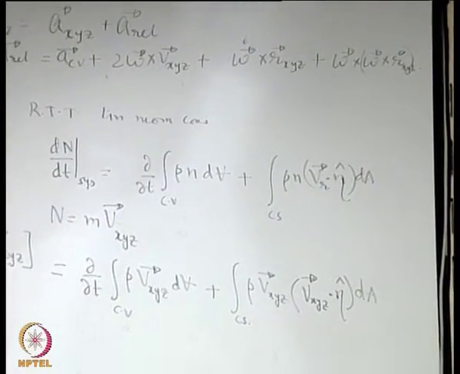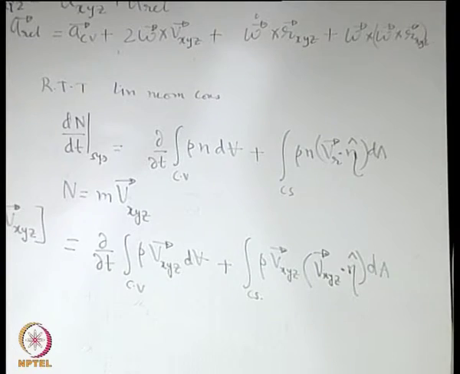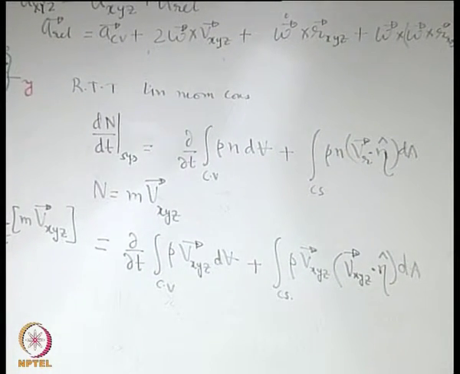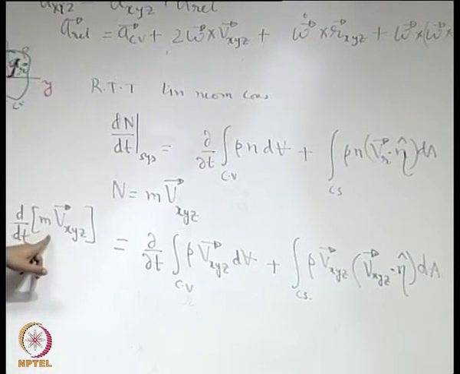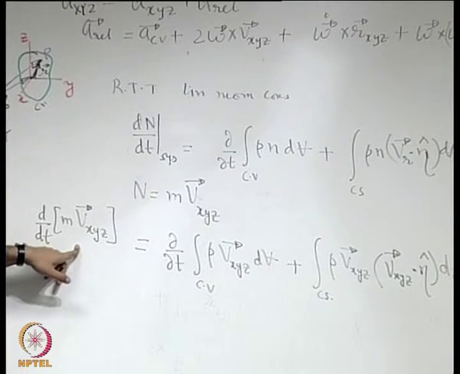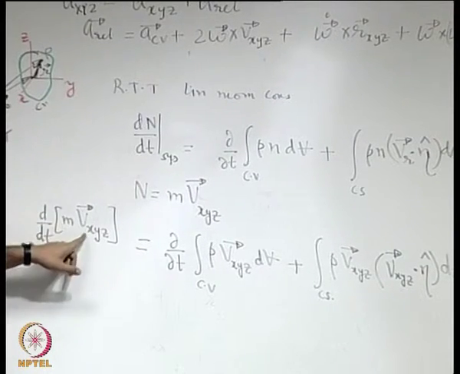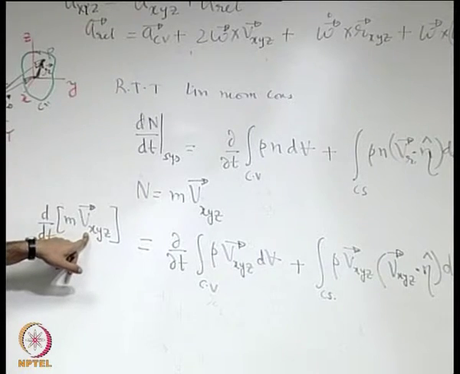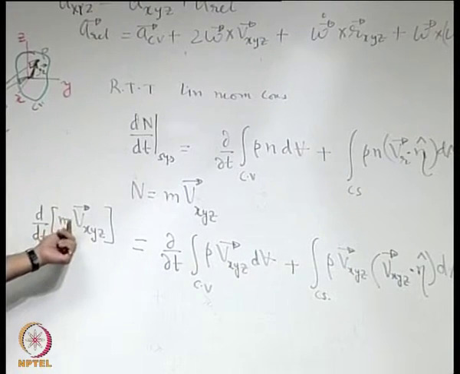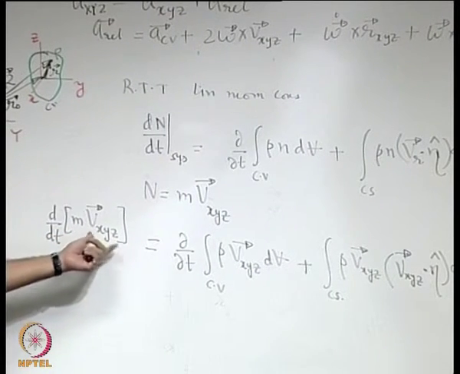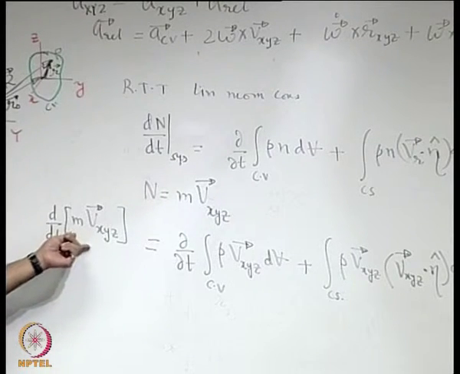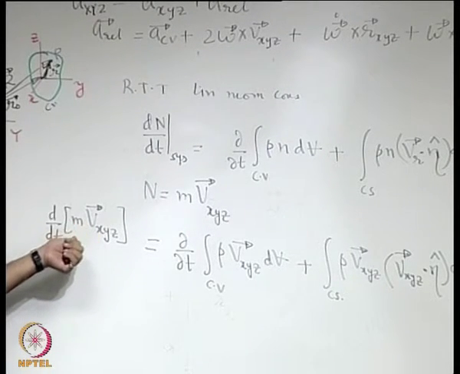Now, let us devote our concentration on the left hand side. When you look into the left hand side, when we write this, what is the assumption? The assumption is that the entire system is having the velocity V small xyz relative to the small xyz. That is how we have written, with the mass into this one, because this is the total linear momentum of the system.